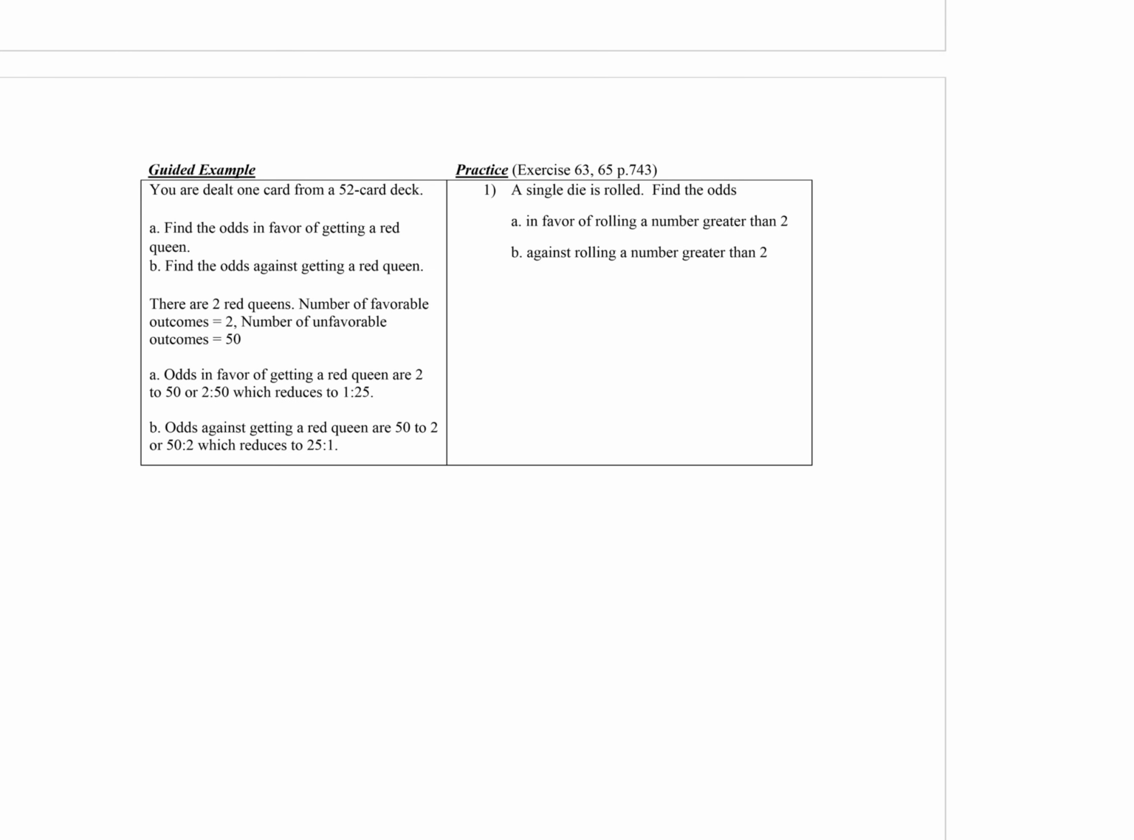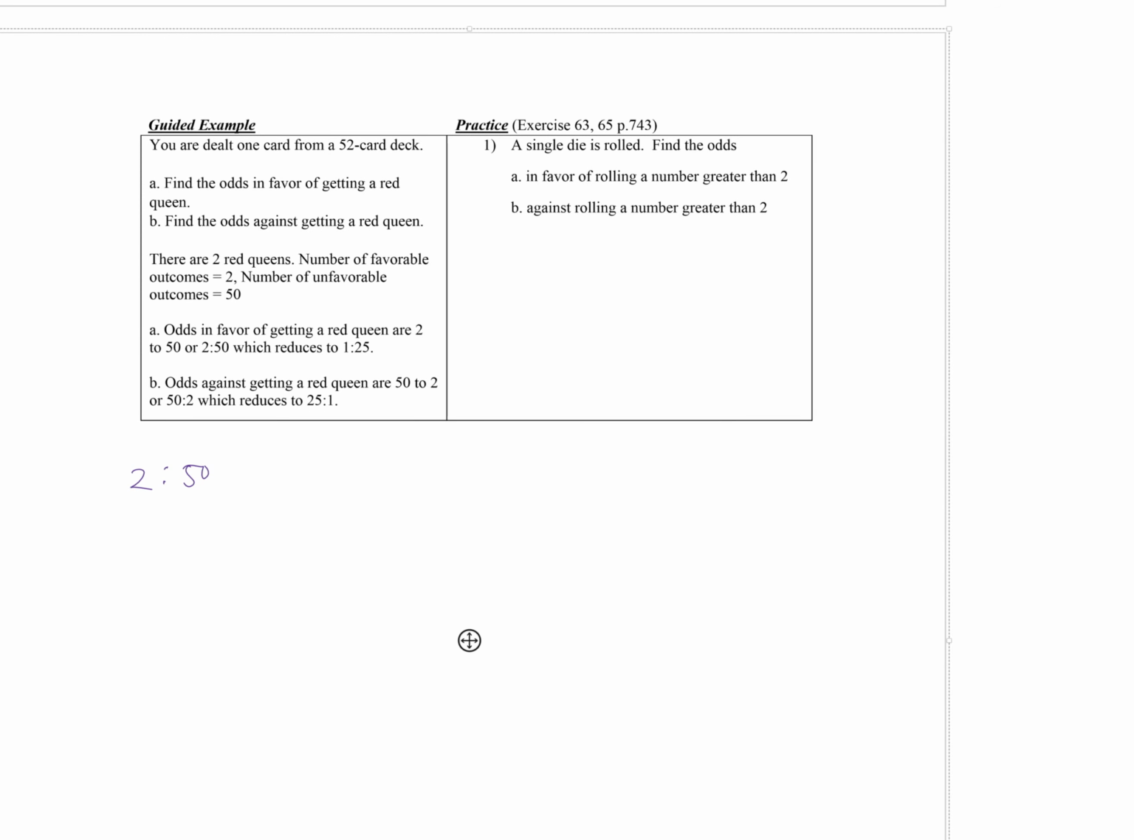You're dealt 1 card from a 52 card deck. Find the odds in favor of getting a red queen. So there's 52 cards total. A red queen. There are 2 red queens, right? But then we're not going to do out of 52 cards because remember, we took those 2 queens out. How many are left? You have 50 cards left out of 52, right? So you have a 2 to 50 odds chance of getting it. So basically it tells you have 2 ways of getting a queen and 50 ways of not getting a queen. That's what that is.